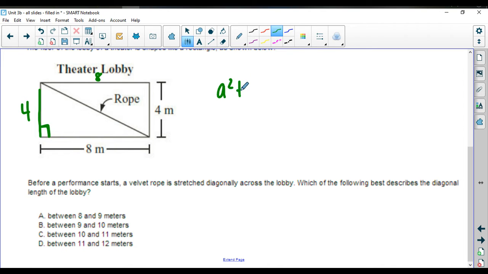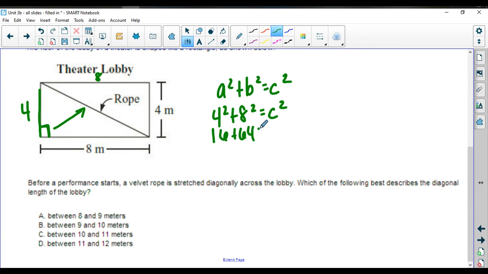So we're going to have a squared plus b squared equals c squared. So 4 squared plus 8 squared equals c squared because the rope is our hypotenuse. 16 plus 64 equals c squared. So it's going to give me 80 equals c squared. And I'm going to go ahead and take the square root of 80. And the square root of 80 turns out to be 8.9 equals c. So which of the following best describes the diagonal length? Between 8 and 9, 9 and 10, 10 and 11, 11 and 12. So this one, 8.9, is going to be between 8 and 9 meters. So for the first one, we're looking at letter A.